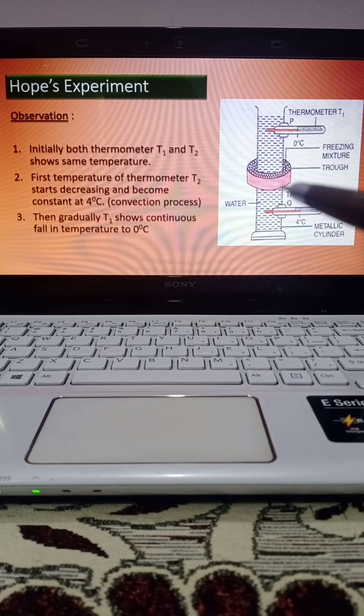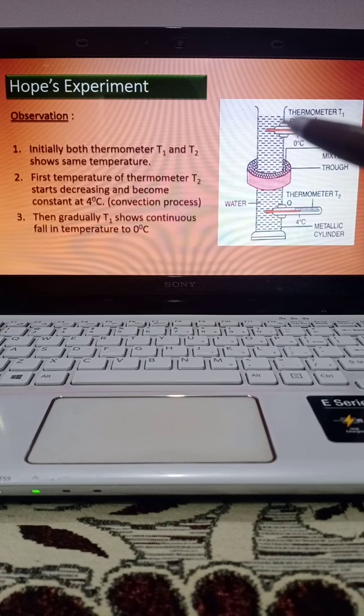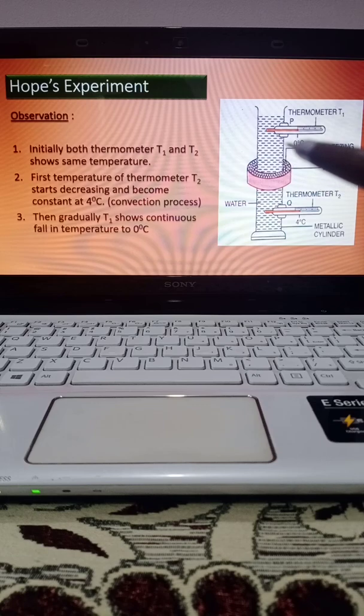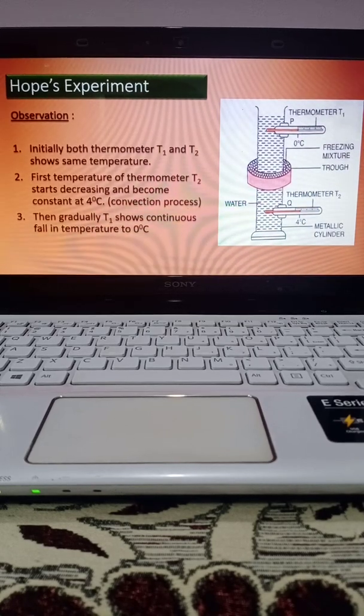After 4 degrees Celsius, what we observe further, when this water becomes cold, as we know, because of anomalous expansion, the water is going to expand. And when the water expands, it becomes light in weight. So this cold water goes up, and then the normal water from this point comes down. Now the temperature of the T1 thermometer decreases up to 0 degrees Celsius. So these are the basic observations of this Hobbes experiment, which proves the anomalous expansion of water.